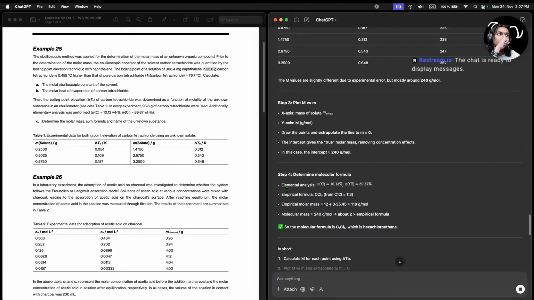Determine the molecular formula from elemental analysis, the empirical formula. 1:3. Is it 1:3 though? It's 1:9 or something, if you ask me. Or 10 divided by 90, 10 divided by 90, 1/9, yeah?